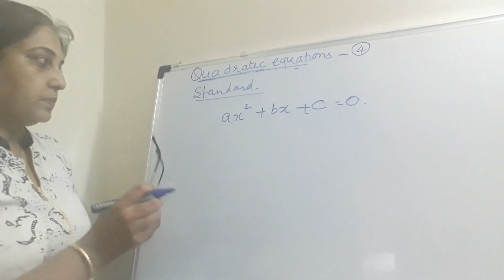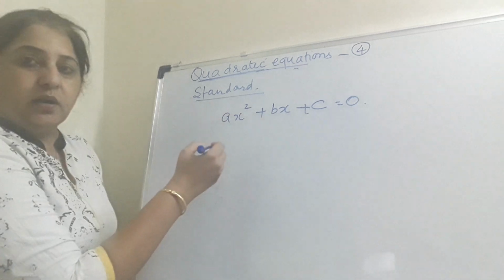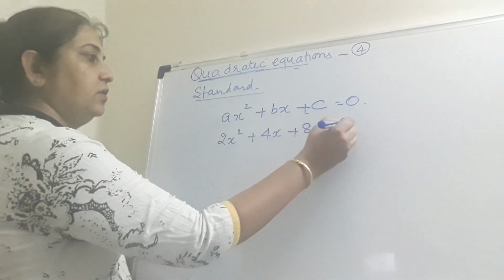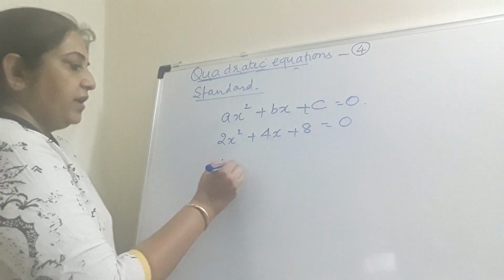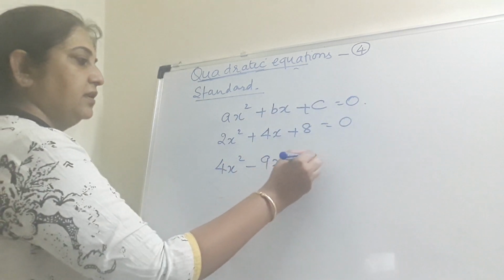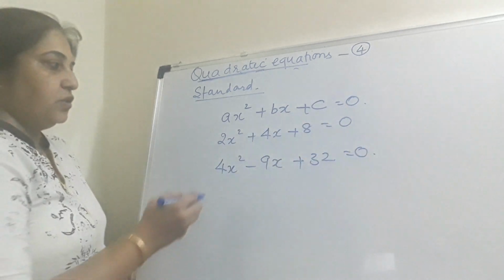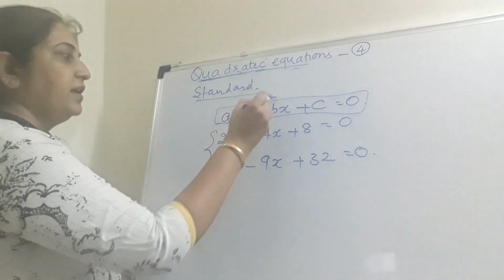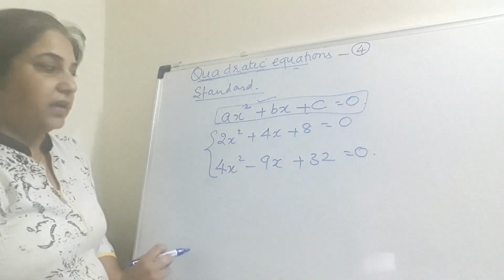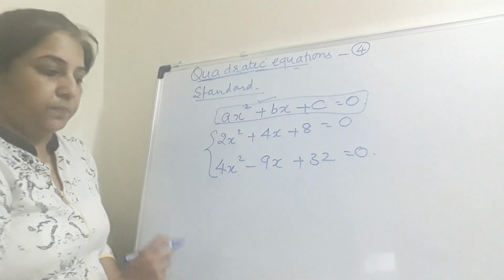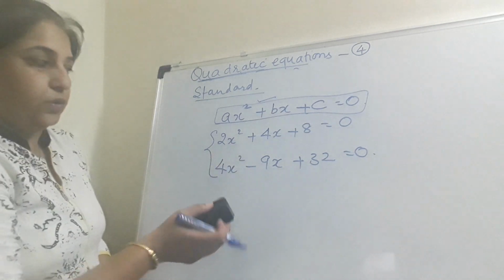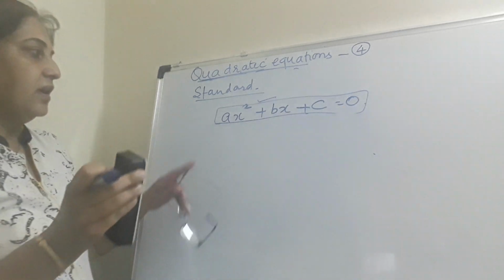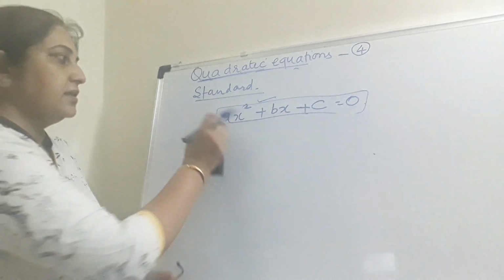equation is 2. So we can write some quadratic equations like 2x square plus 4x plus 8 is equal to 0. It can be 4x square minus 9x plus 32 equals 0. So you can see that these two equations are in this format, or we can say that this is the standard form of the quadratic equation, and these are a few examples. I hope this is clear to you. So the standard form of the quadratic equation is ax square plus bx plus c.